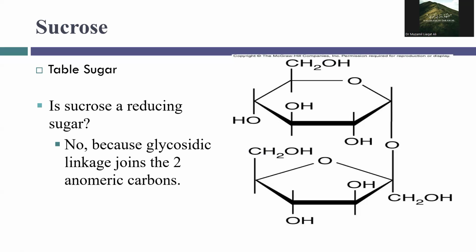Now, sucrose, the table sugar. Sucrose consists of alpha-D-glucose linked to beta-D-fructose by an alpha-1,2 glycosidic bond. It is obtained from sugarcane and sugar beet. Sucrose is a non-reducing sugar because both anomeric carbons are involved in the linkage, leaving no free aldehyde or ketone group. This is why sucrose does not react with Benedict's reagent unless first hydrolyzed.